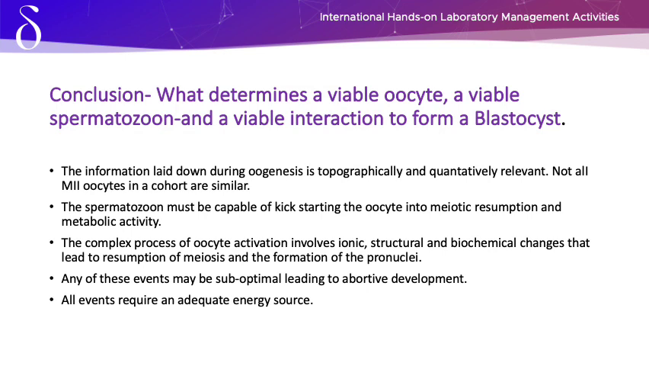Oocyte activation involves ionic and biochemical changes that lead to the resumption of meiosis and the formation of the pronuclei. Extremely complicated. Again, it's a geographical problem. If it doesn't occur correctly, you're not going to get a blastocyst. So all of these prerequisites and events may be suboptimal, leading to abortive development. And in all cases, we require an adequate energy source in the oocyte.